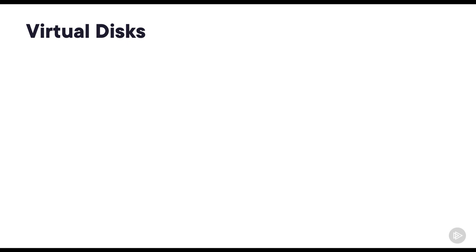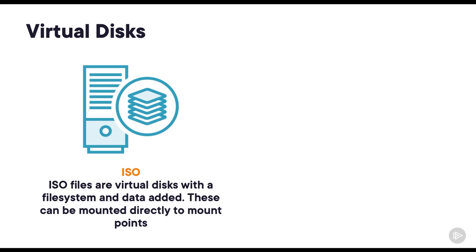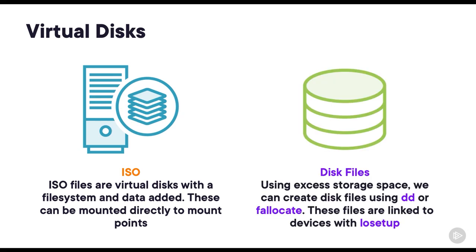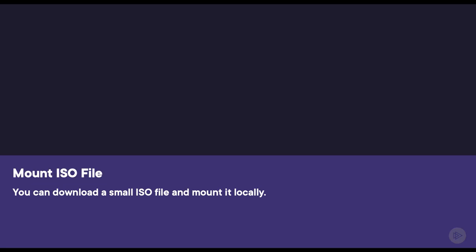So, my good friend, what about these virtual disks? The files that we were looking at that were being used by Snap and our loop devices. Well, these could be ISO files, so files that we've downloaded from the internet, but we could also create and manage our own disk files. We're going to be investigating some of the tools that we can use to do this. But in the first instance, why don't we look at how we can mount an ISO file?